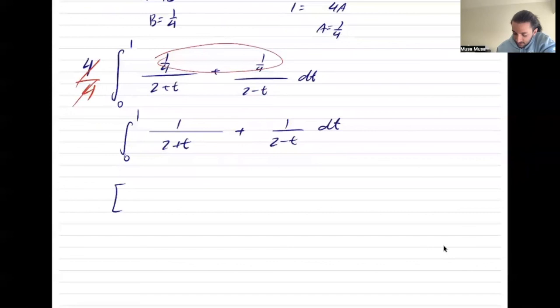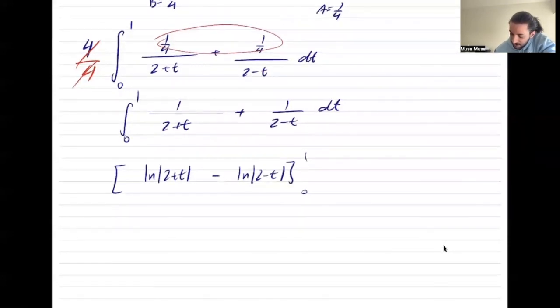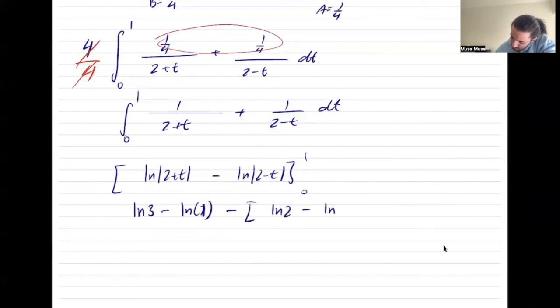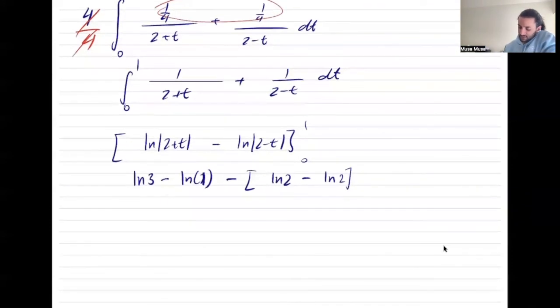Of course, if you integrate this, this becomes ln of 2 plus t minus ln of 2 minus t, from 0 to 1. You need a minus because the derivative of this is a minus. So then you put a minus out, like if you split up the integrals, but I'm not doing that. This becomes ln of 3 minus ln of 1 minus ln of 2 minus ln of 2. So it's just ln 3.